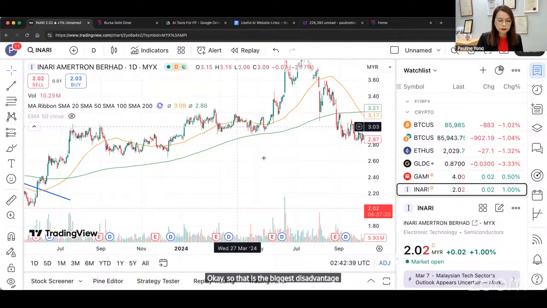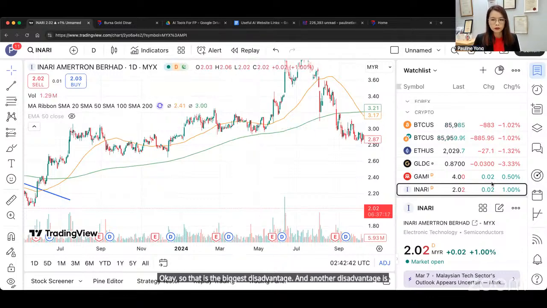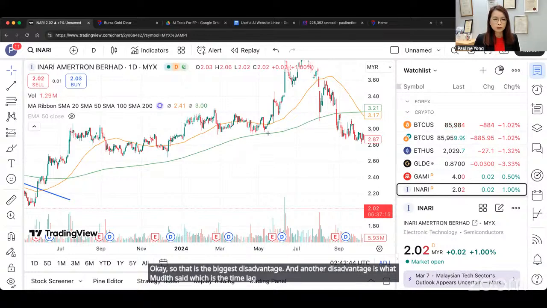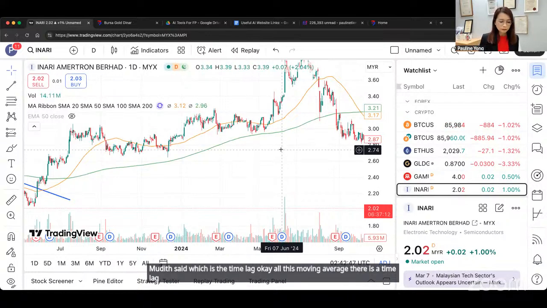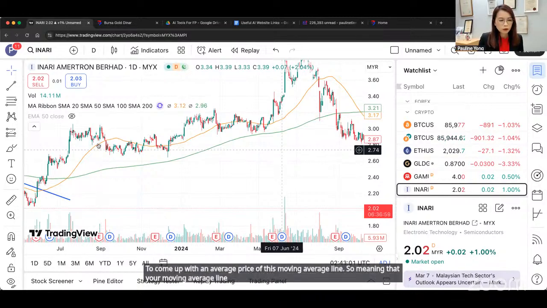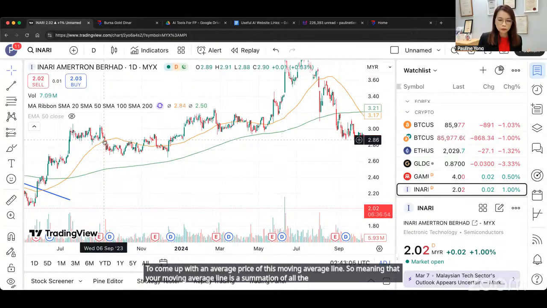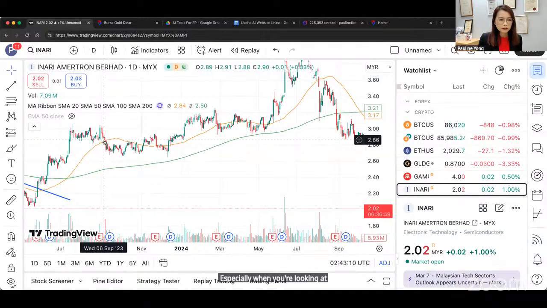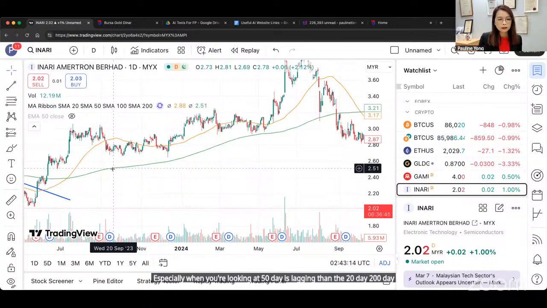And another disadvantage is what Moody said, which is the time lag. All these moving averages have a time lag, because after all, you are using past historical prices to come up with an average price for this moving average line. So your moving average line is a summation of all the historical prices. It will be a lagging one, especially the 50-day is lagging compared to the 20-day, and the 200-day is lagging compared to the 50-day.